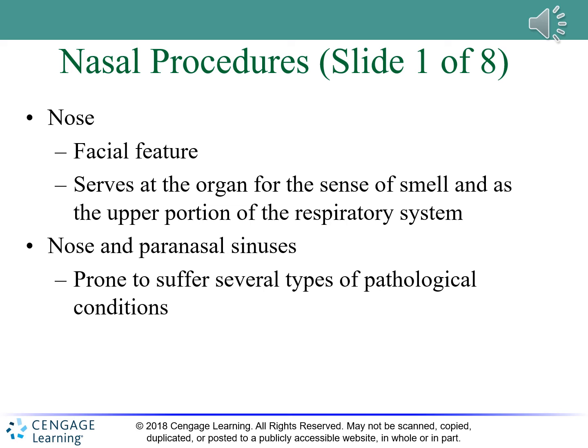All right, on 647, let's start on the nasal procedures. So the nose is a facial feature that serves as the organ for the sense of smell and as the upper portion of the respiratory system.